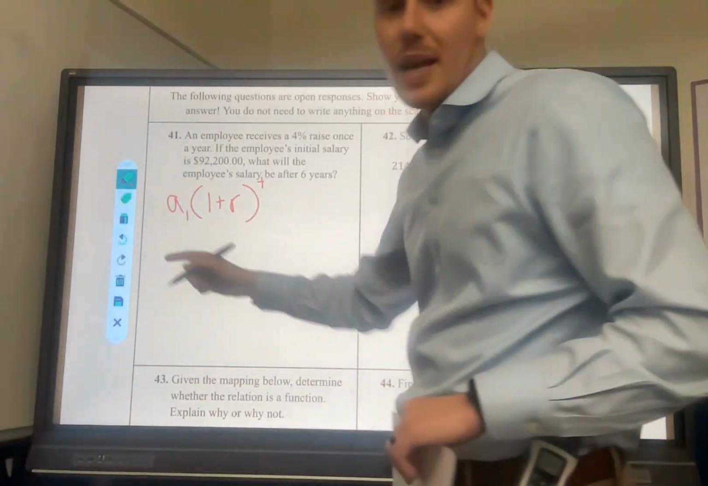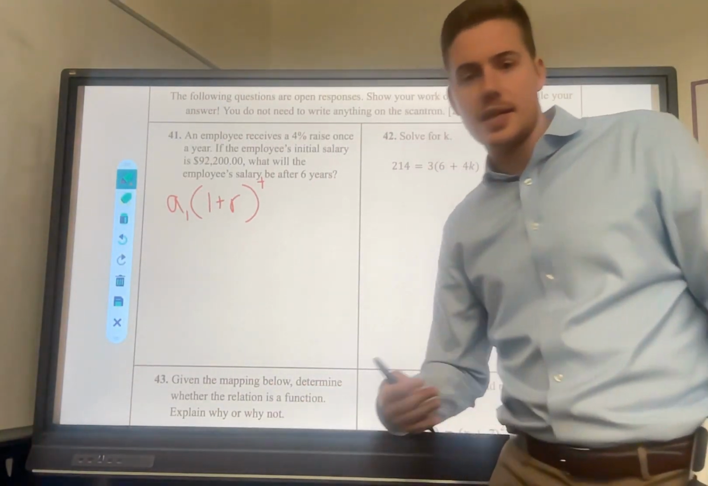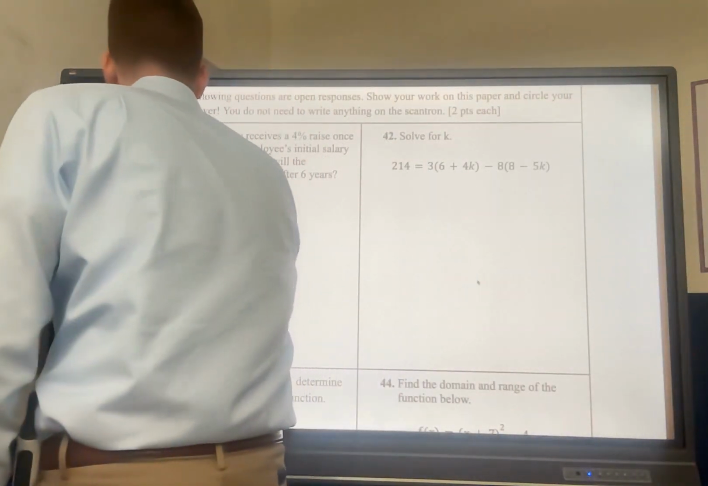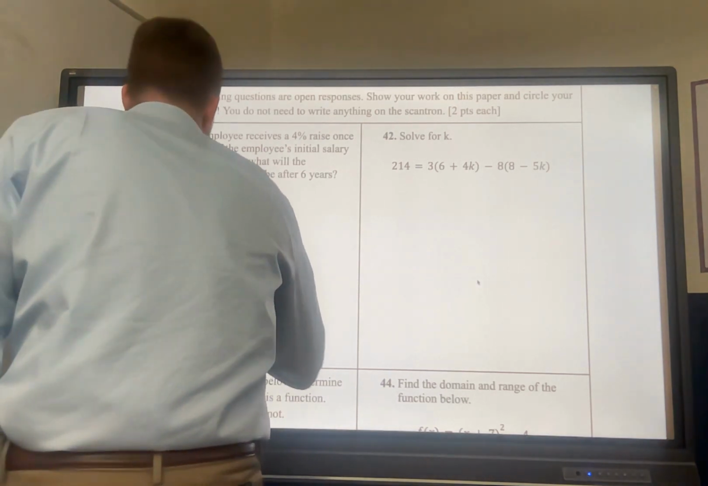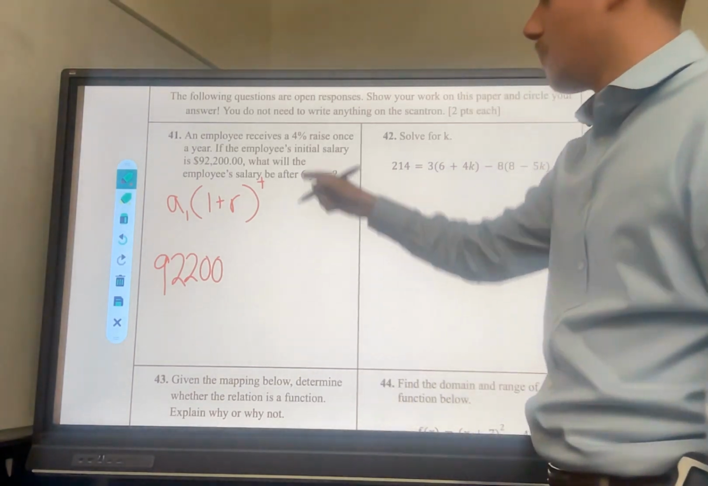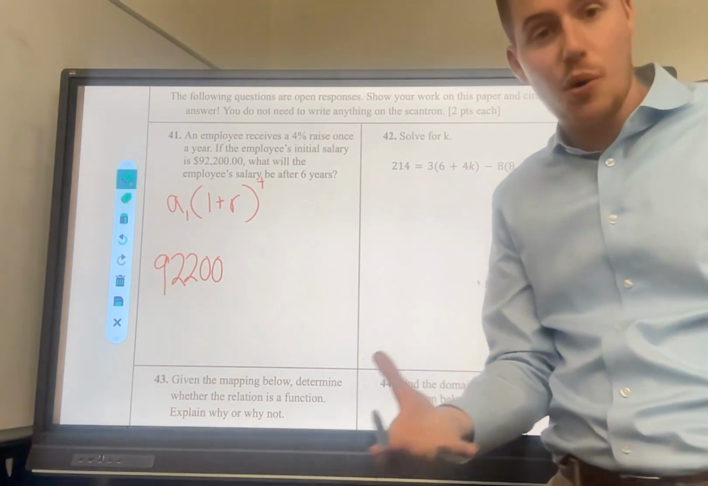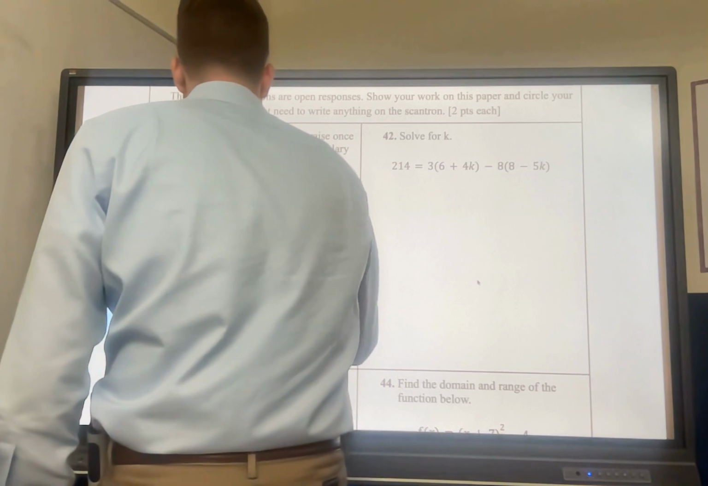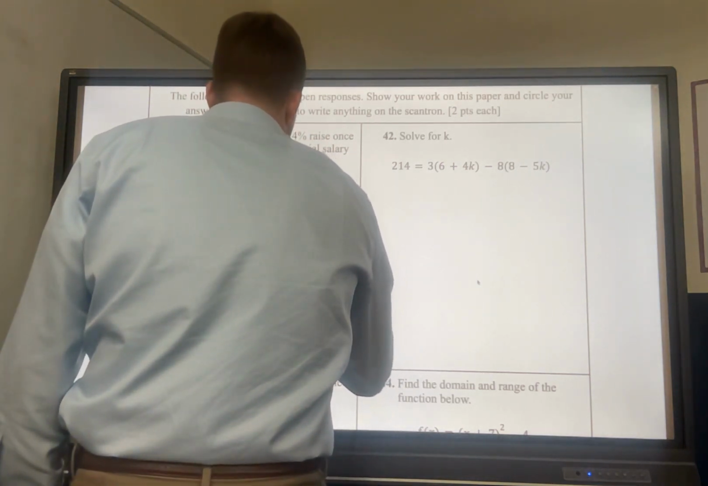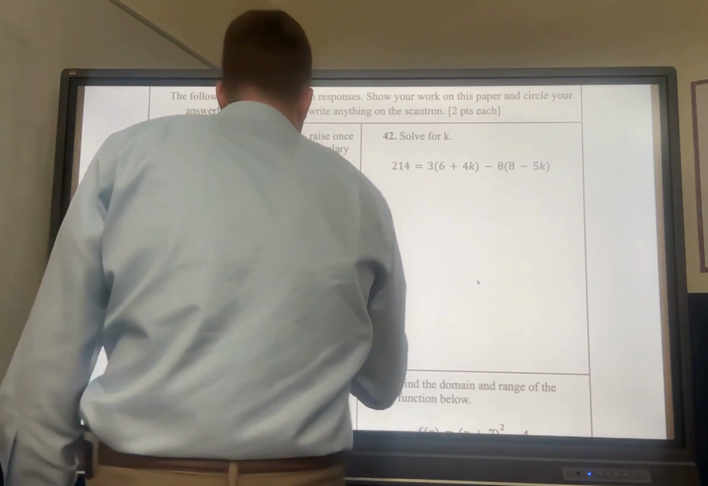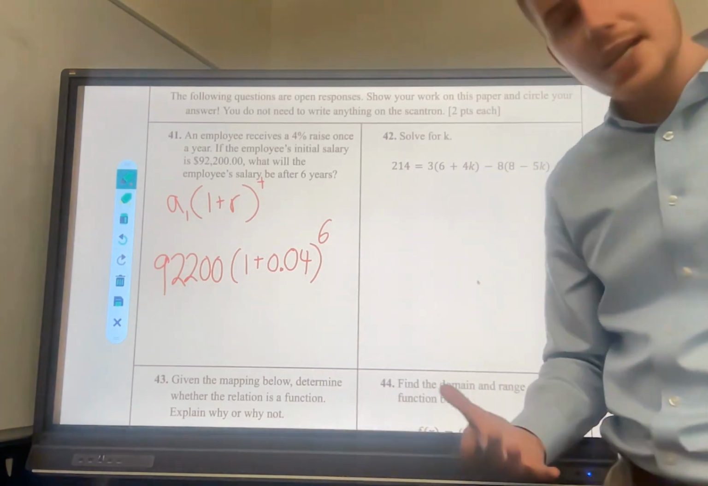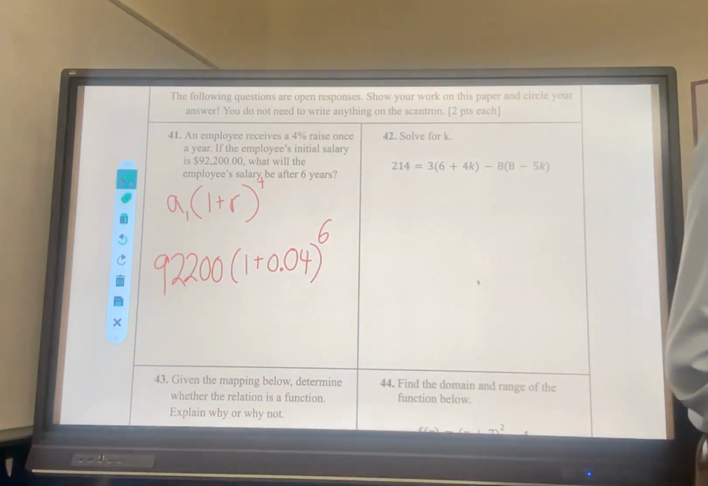So our formula is A1 times (1 plus R) raised to the T, where A1 is our initial value. In this case, it's 92,200. Our R is our rate, 4% as a decimal, that's 0.04. And then our time in this case is after 6 years. So you take that, you plug that into your calculator. What do you get?